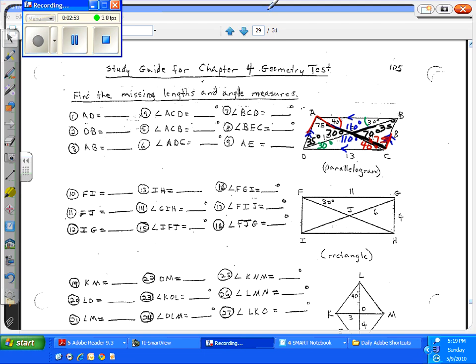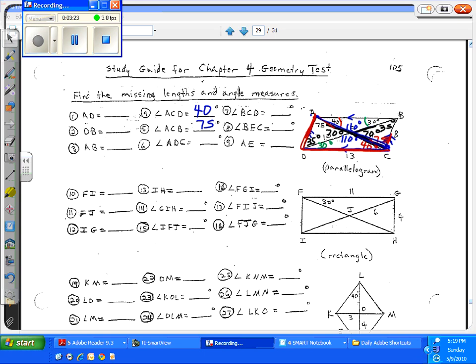So angle ACD, I'll do it in blue here. Remember, you go from A to C to D. Angle ACD is 40 degrees. Angle ACB is 75 degrees. Angle ADC, I'll color it in. ADC is from A to D to C.